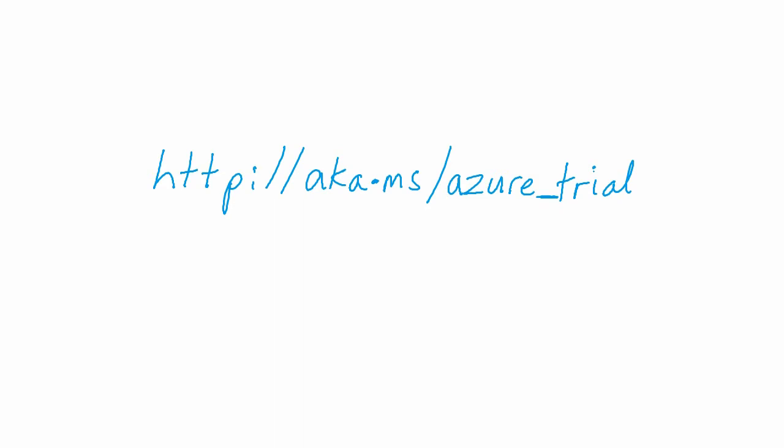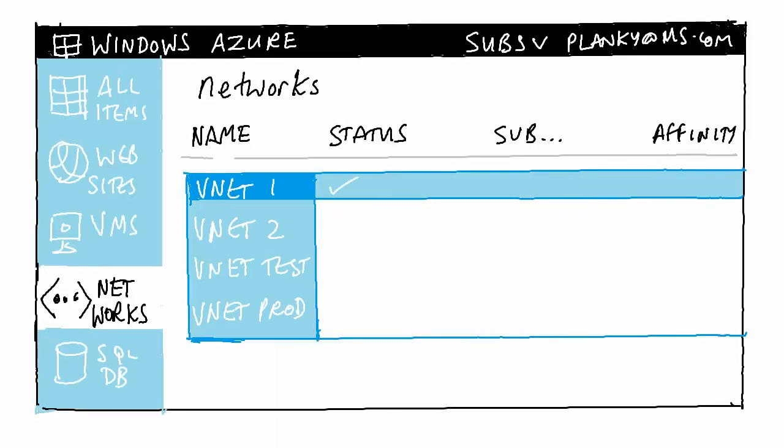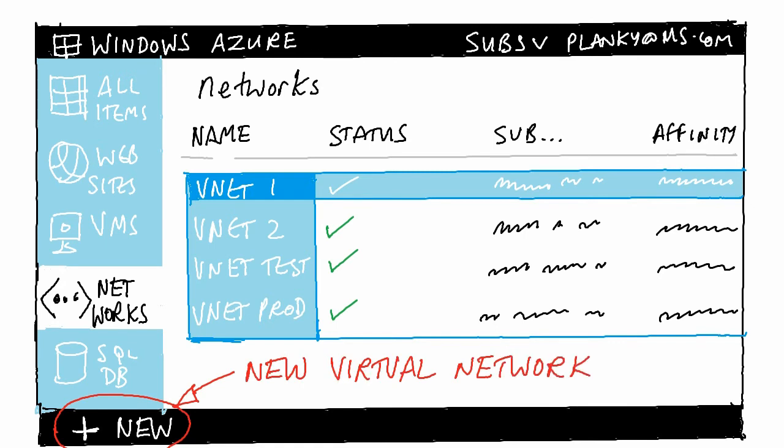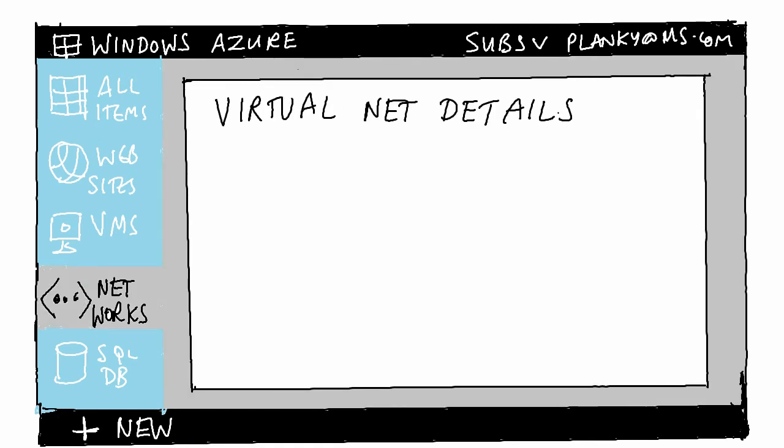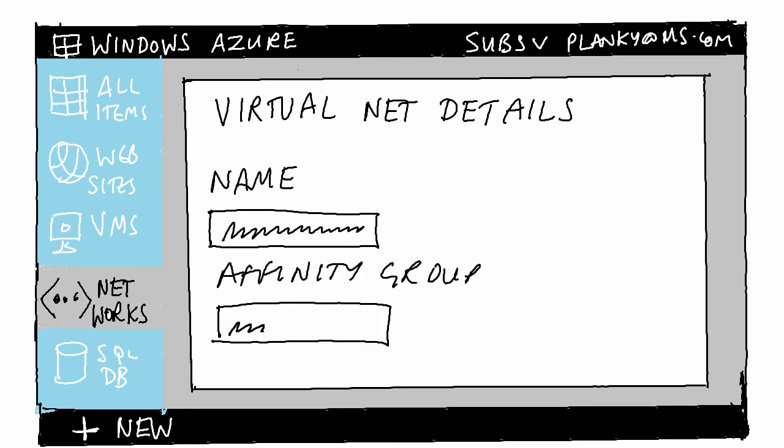2. Log onto the Windows Azure portal and create a virtual network. Now, this is a network that's private to you. It's isolated from other customers' environments, and if you need to, you can also connect it to your on-premises network if you have a VPN device.